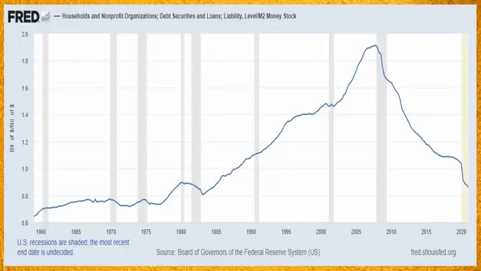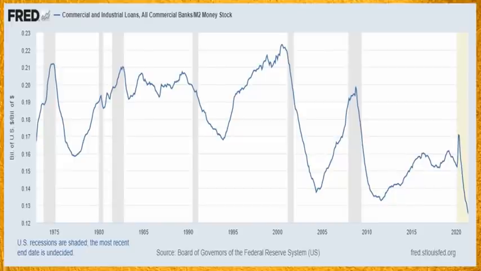Maybe the currency is going towards making more loans. Nope. This chart shows the ratio of household debt to M2, and it's been dropping substantially since 2008. It's not even going towards commercial or industrial loans in significant amounts either. Here again, you can see that there was a huge drop in 2020 alone.